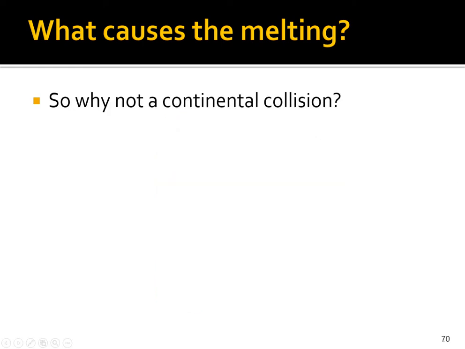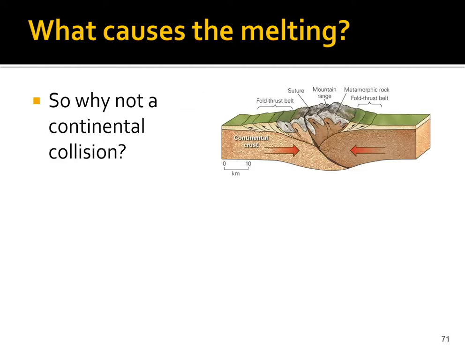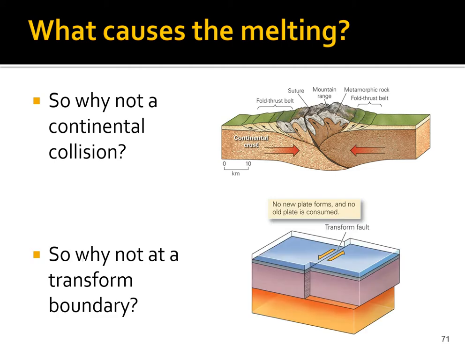Right? So why don't you get melting at a continental collision? Well, if you think about it, when two continents collide, the crust tends to get thicker, and that makes it even harder for the mantle to melt. At a transform plate boundary, you're not actually introducing anything into the mantle. You're not thinning the crust anyway, so you don't have our major ways of making it melt there.